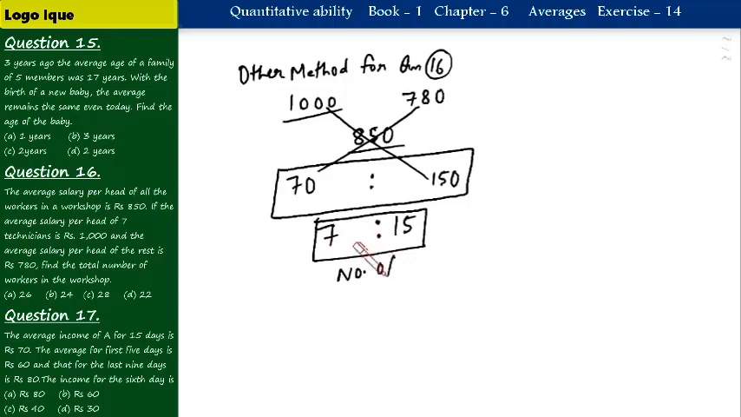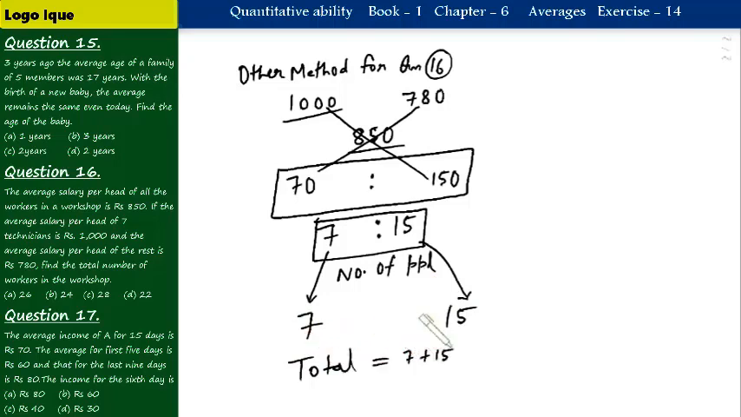This is one very good method of solving questions of averages. If the ratio of people is 7 is to 15, and it is already given that the first one is 7 people, that means the other one has to be 15 people. So the total number of people has to be 7 plus 15, which is 22. This is called the allocation method. Just remember, it can be used only when the original values are given and the final average is given. If any one of these three is missing, you cannot apply this method.